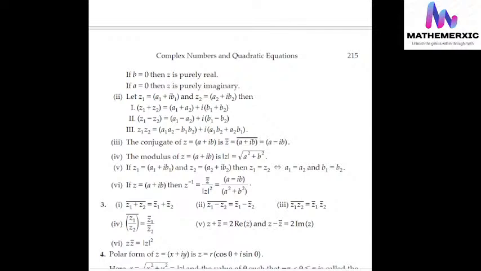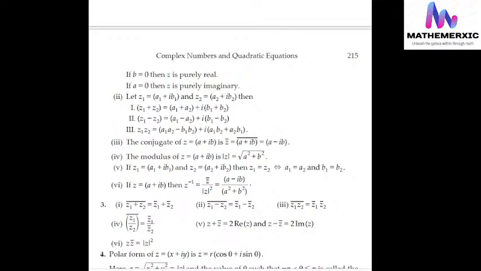Modulus of z: if you square it, be very careful here. It is not the ib square. Don't get confused here. It should be root of a square plus b square. We are squaring only the values of a and b, not the complete part. Why? Because i square, if you keep it, will be negative. So that's why you better understand it like that.